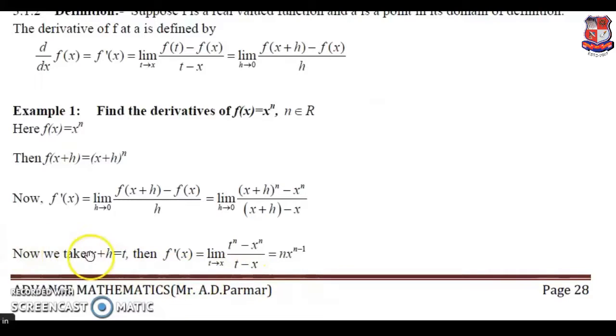So now we take x plus h equal to t, then f dash x is equal to limit t tends to x, t raised to n minus x raised to n upon t minus x. Here we are using the limit formula. The first formula we have to apply here, then we write down n x raised to n minus 1.